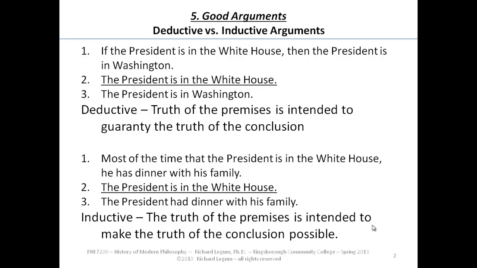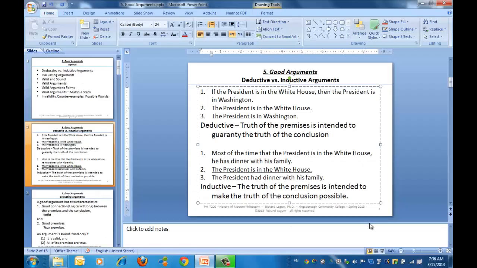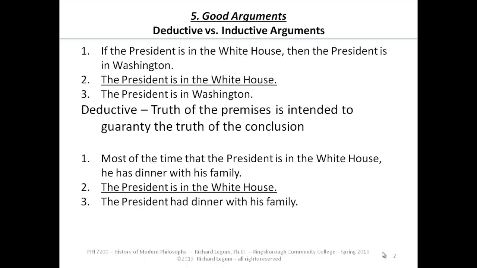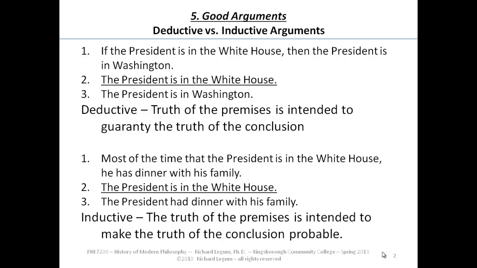make the truth of the conclusion probable. They do not guarantee the truth of the conclusion, rather they're just intended to make the truth of the conclusion probable. And that is the mark of an inductive argument. Now, the way you'll typically look at arguments is if it looks like it's not a good deductive argument, you're going to consider whether it is a good inductive argument.